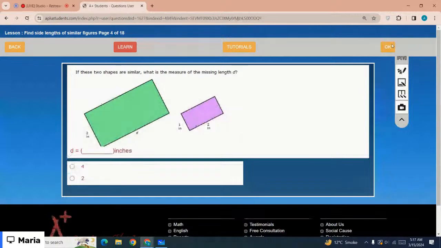Okay, if these two shapes are similar, what is the measure of the missing length D? Basically, the word measure means finding the lengths of the sides, right?